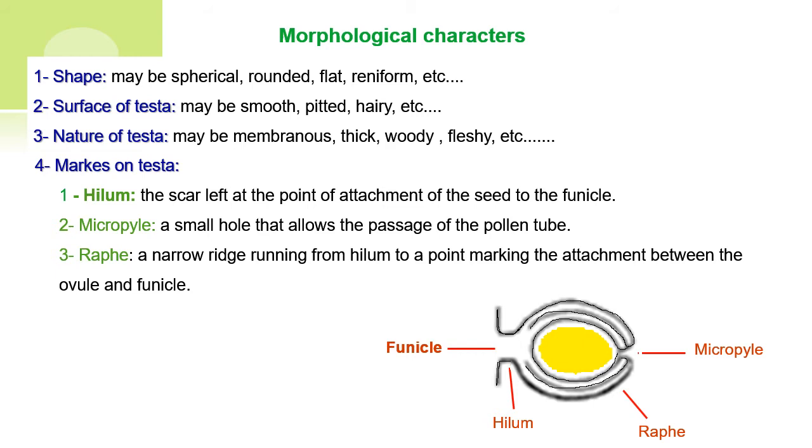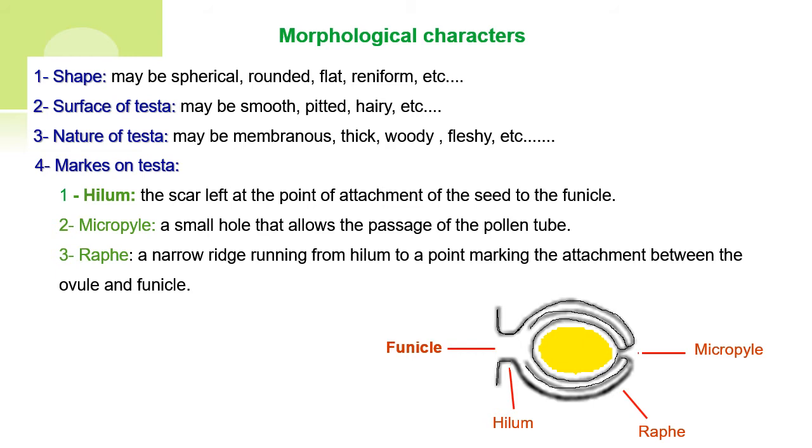There are different marks or scars on the outer seed coat or the testa. The first is the hilum, which is a scar left at the point of attachment of the seed to the funicle, the carrier of the ovule, or maybe opposite to the stalk of the ovule. So attachment of the funicle to the ovule and introduction of vessels or vascular bundle for nutrition. There is a mark marking the hilum.